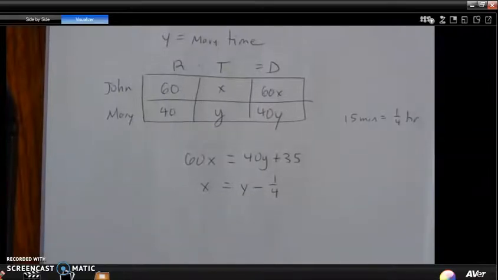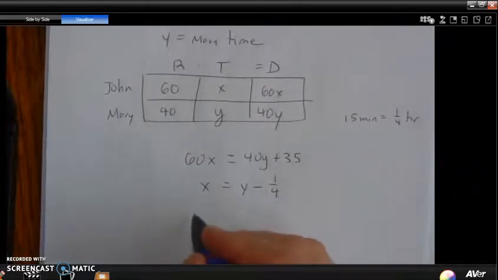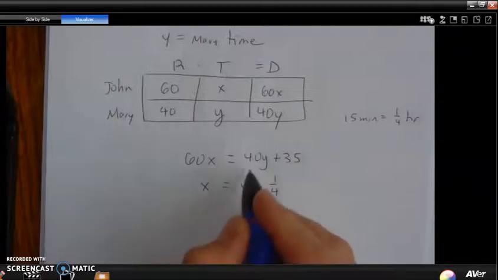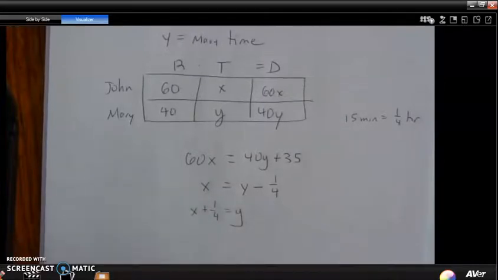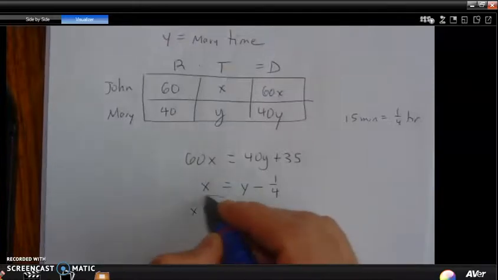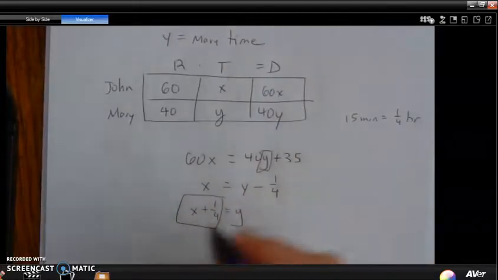And so this gives us a system that sets up perfectly for substitution. I'm going to isolate the y here. I think that's going to be an easier approach. And when I do that, you might recognize this is another way of thinking about this. We're saying that Mary's time is equal to 1/4 of an hour plus John's time, which makes sense because that's 15 minutes longer. So I'll take this expression and plug it into the y.